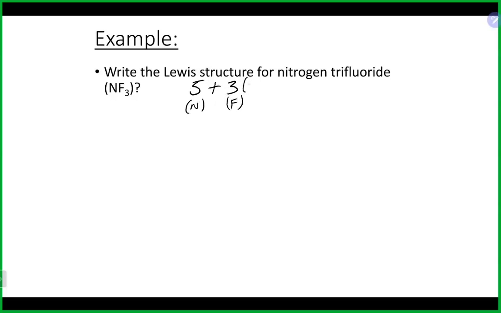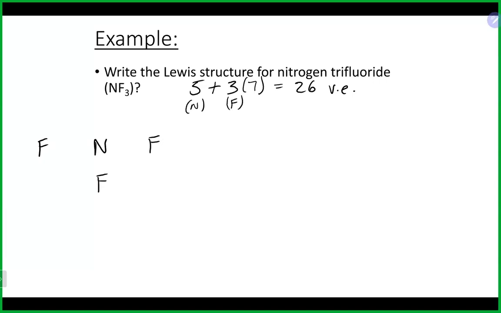And fluorine is group 7. So that is 26 valence electrons. So my picture should have 26 valence electrons in this case. Between nitrogen and fluorine, nitrogen is the least electronegative element. So we're going to put that guy in the middle. We're going to put the fluorines around.